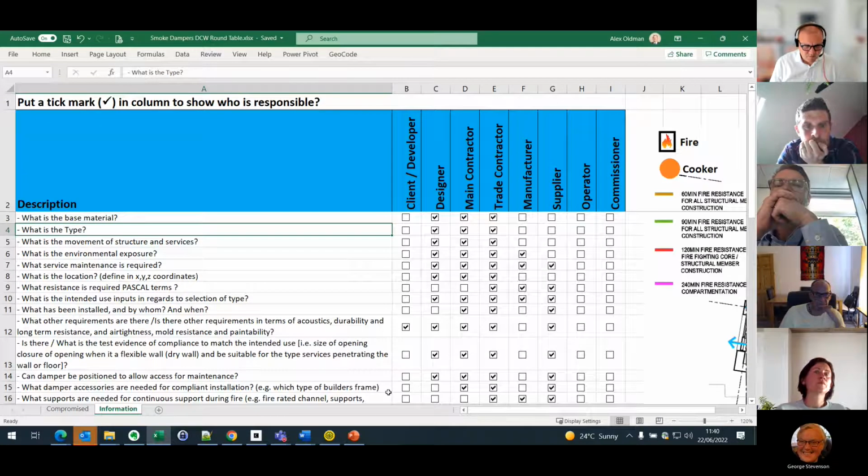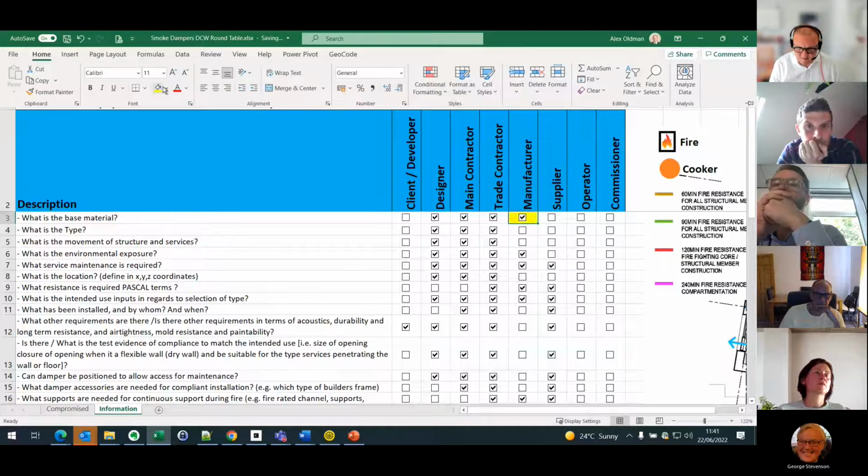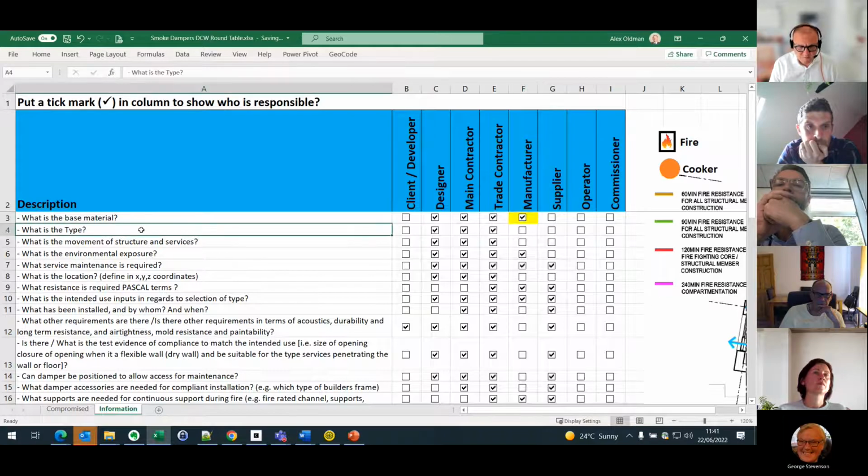Here we go. Here's one. What other requirements are there in terms of acoustics, durability, air tightness, mold, paintability? Okay, so I'm minded to say manufacturer. Let's tick a box to say there. I have no idea how we highlight this change. What is the type? Oh, we're talking about smoke dampers here, by the way, in case we don't know.